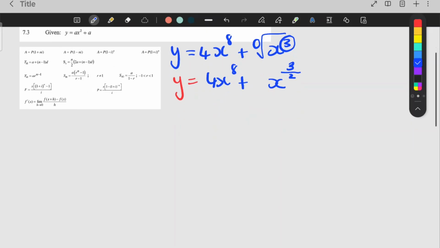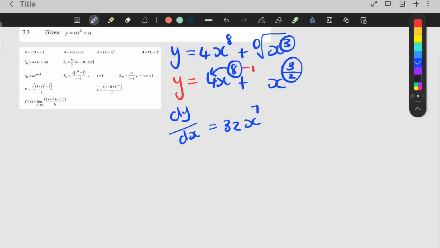So now that there's no roots, we can derive. And this is how we derive. We say this times this is 32. And then 8, we minus 1. So that is to the 7. And then we do the same here. We say 3 over 2 times the invisible number, that's 1 in front. So plus 3 over 2 x. And then we say minus 1. And that answer there is a half.